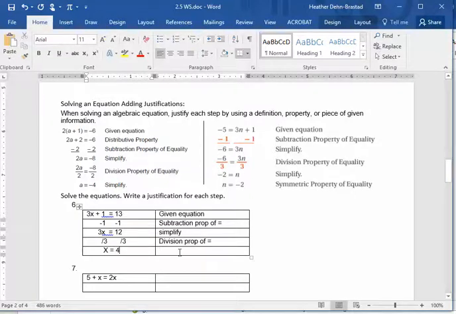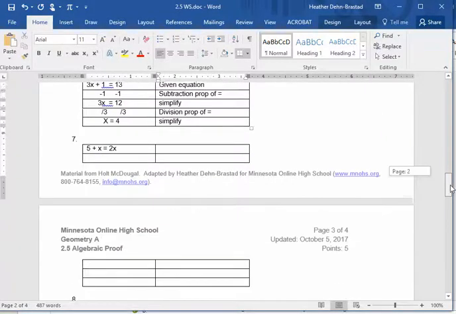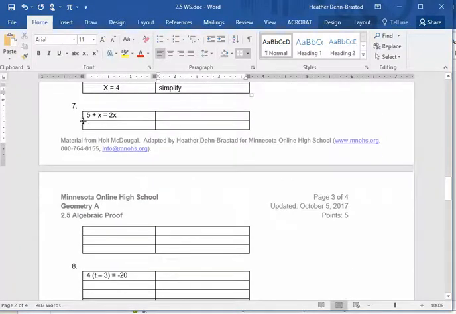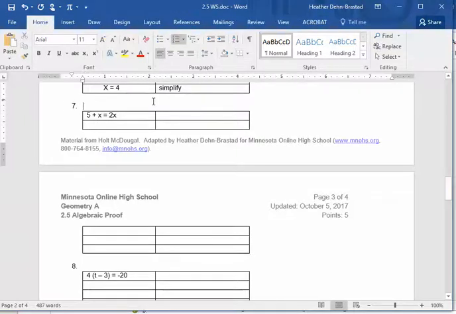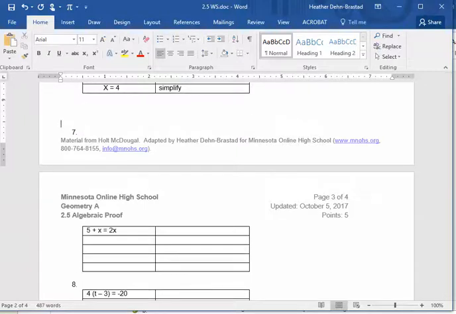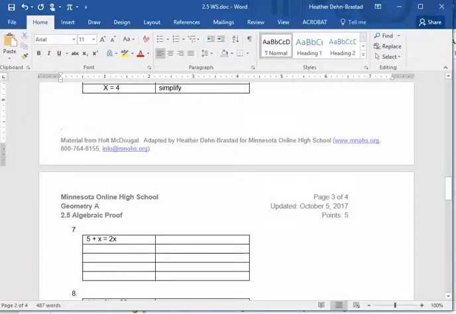And then this is going to be also to simplify. So that's how you solve the equations and write a justification for each step. Let's see if there's any that look a little bit tricky. On number 7, when you subtract x from both sides, because that would be the first step on this one. Let me return this a couple times so it is not split into 2 pages like that.